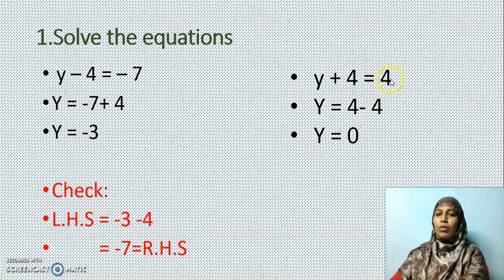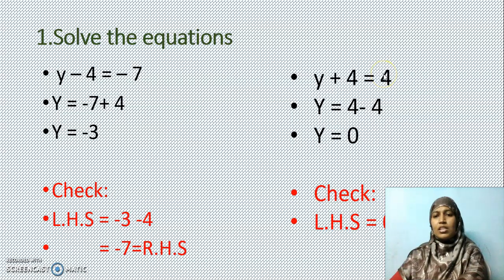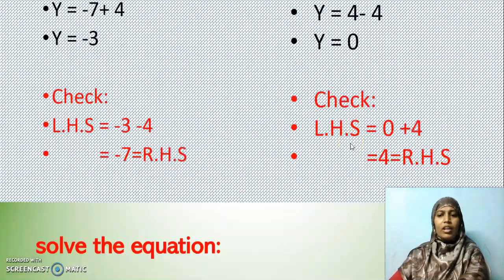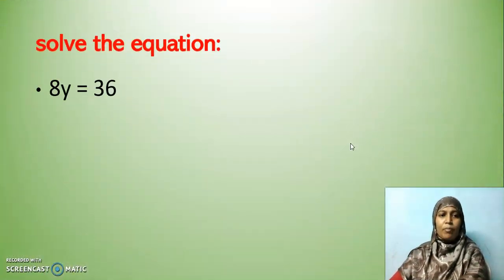Now let's check whether y is equal to 0 is the solution of this equation. y plus 4 is equal to 4. Just by looking at it, you will say, ma'am, LHS is y plus 4. In the place of y, if I place 0, 0 plus 4 is 4. We get RHS. So it's a solution.